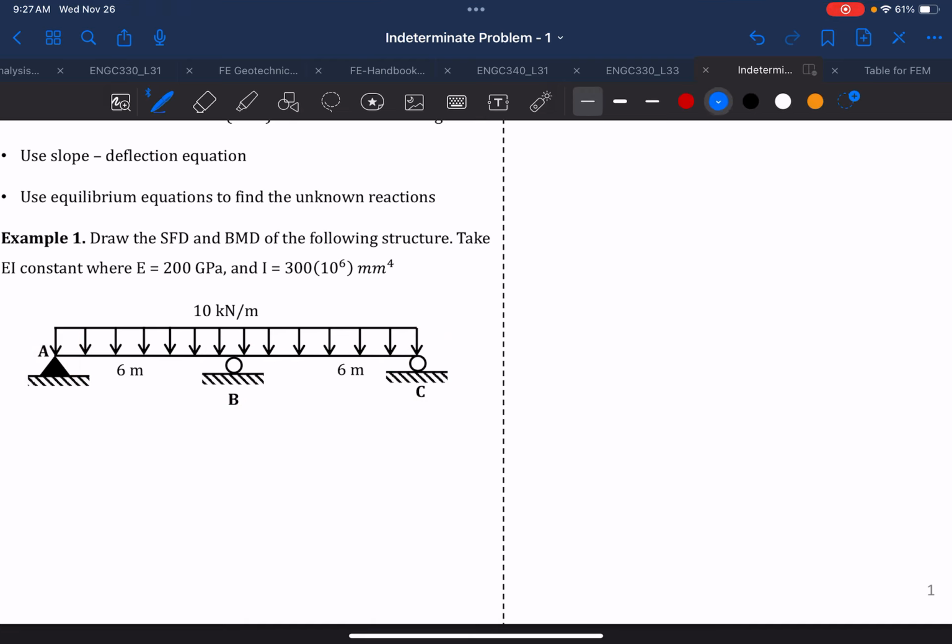And you can see here that if I find the degree of indeterminacy, if I draw all the reactions, remember that our axis is x and y, so this will be Ay, and this will be Ax, and this will be By, and this will be Cy.